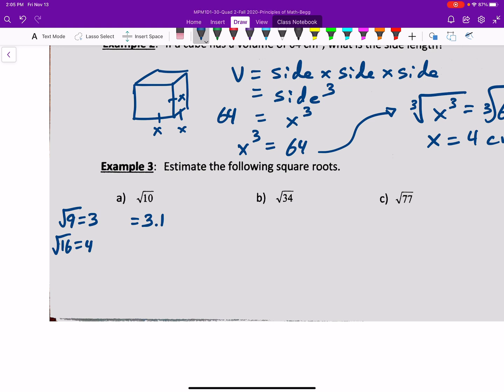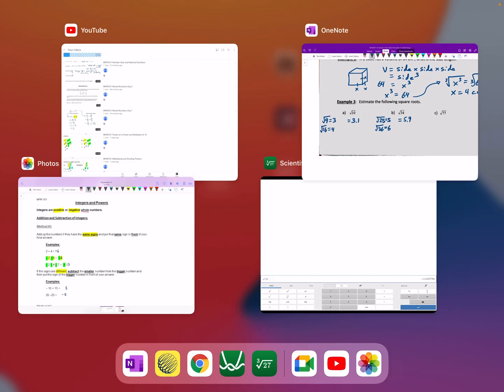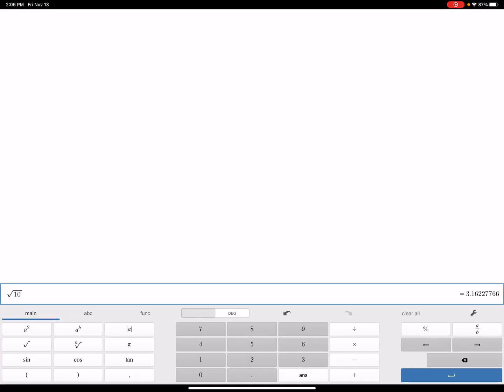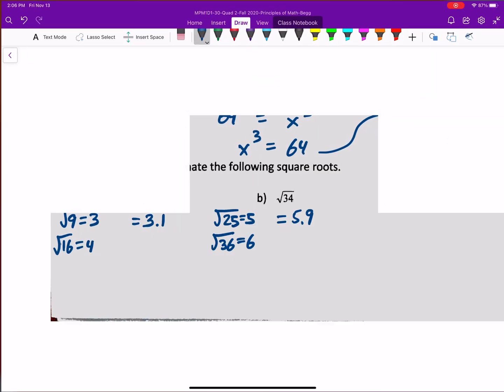For square root 34, let's think about what's close to that. I know that the square root of 25 is 5, so that's lower than 34. Square root of 36 is 6. I just know my perfect squares. So 34 is close to 36. So it's going to be a little less than 6. So it's going to be 5 point something. What, 5.9 maybe? Let's check it out. .83. Again, I was off by a little bit, but I think that's all right.